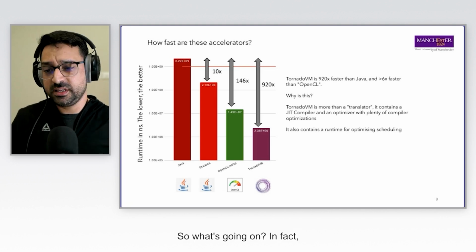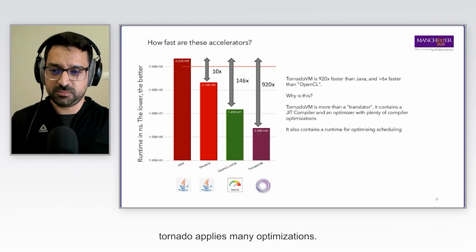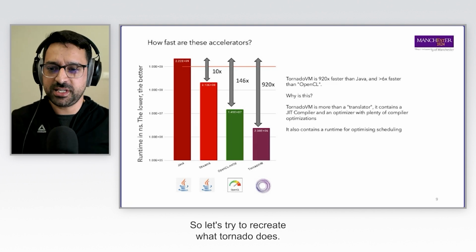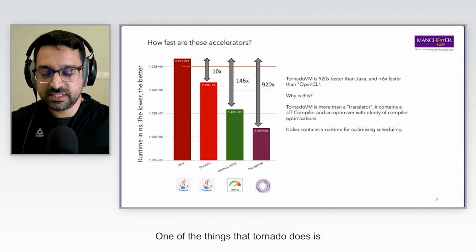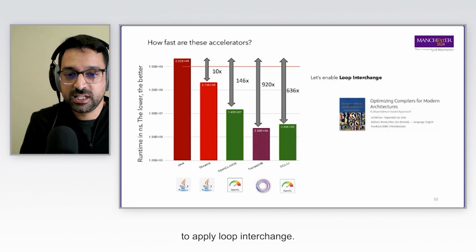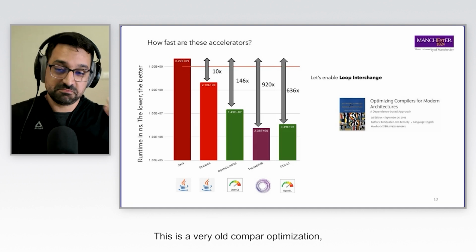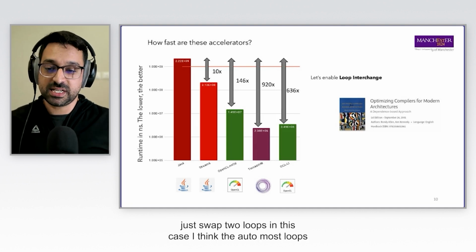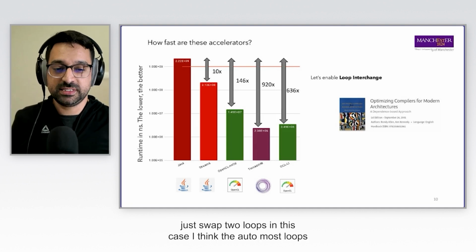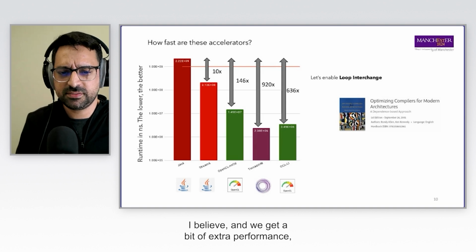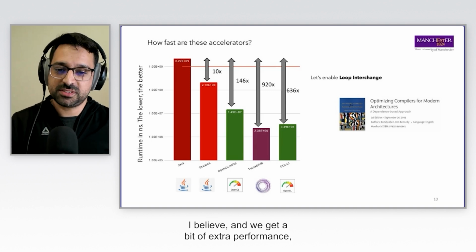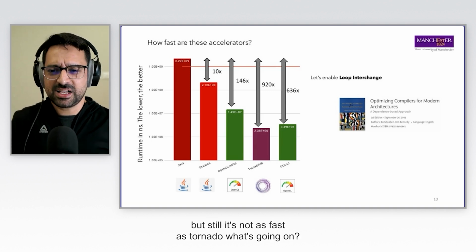So what's going on? In fact, Tornado applies many optimizations. So let's try to recreate what Tornado does. One of the things that Tornado does is to apply loop interchange. This is a very old compile optimization. Just swap two loops. In this case, I believe the outermost loops, and we get a bit of extra performance, but still it's not as fast as Tornado.